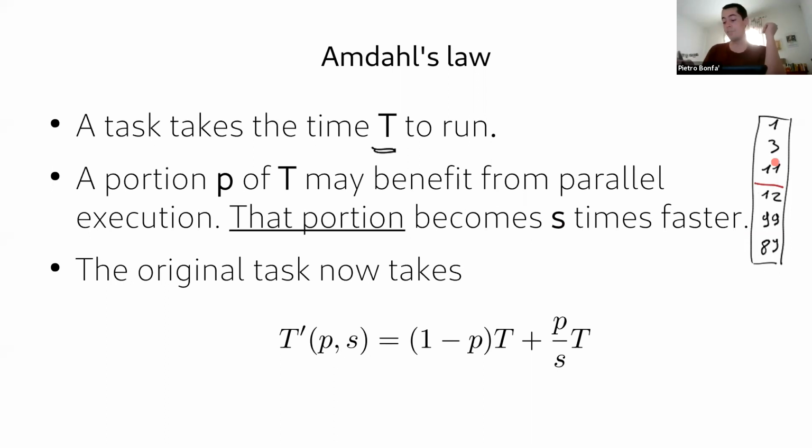Clearly, this is an approximation. If you have like 6 numbers and 7 workers, well, the last one will do nothing. There is nothing for it to sum. But let's stay with this approximation for the time being.